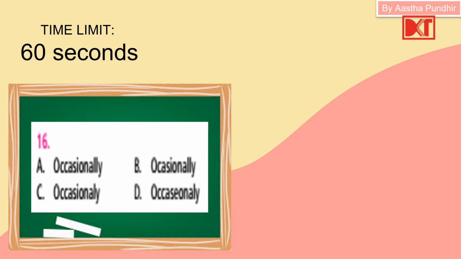Alright, here the word is occasionally, and the correct spelling is A. Occasionally. Alright. Occasionally means something that happens rarely, on certain occasions. It's also an adverb of frequency.